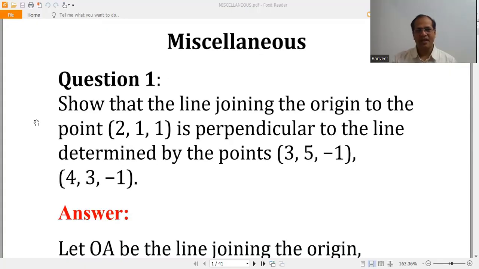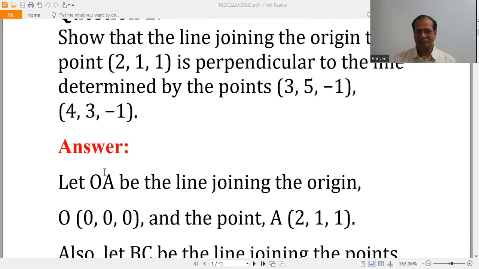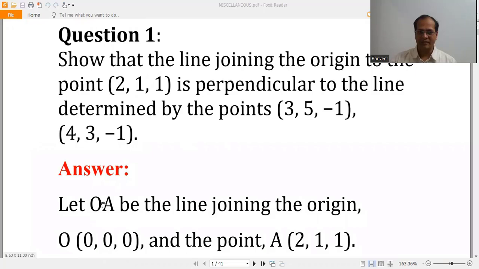First question: show that the line joining the origin to the point (2, 1, 1) is perpendicular to the line determined by the points (3, 5, -1) and (4, 3, -1). Now, let OA be the line joining the origin.